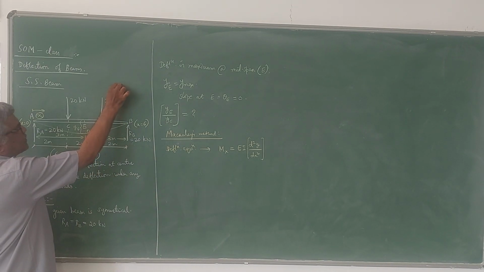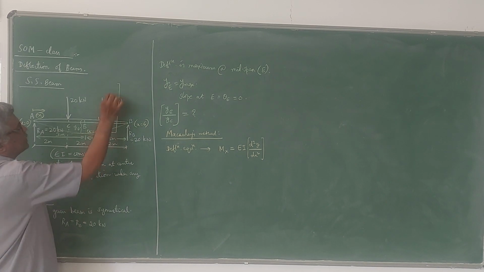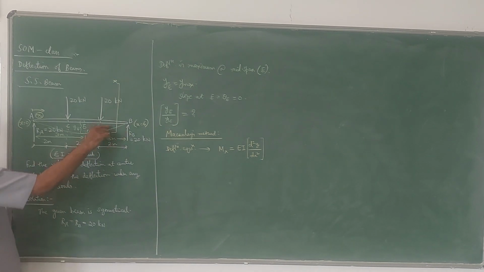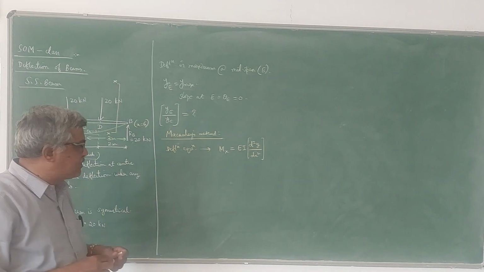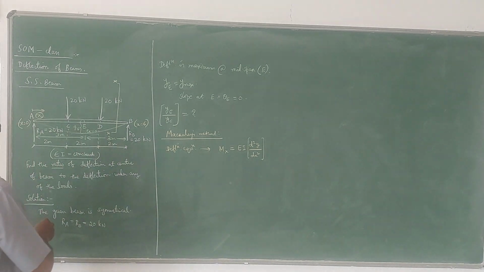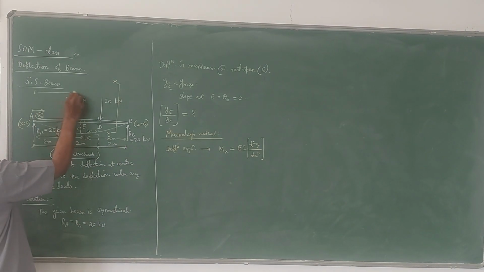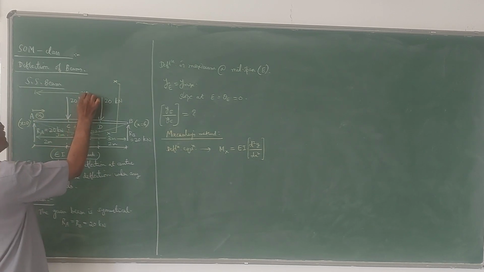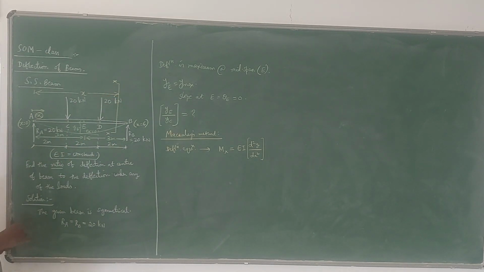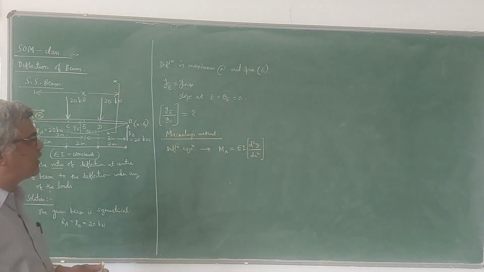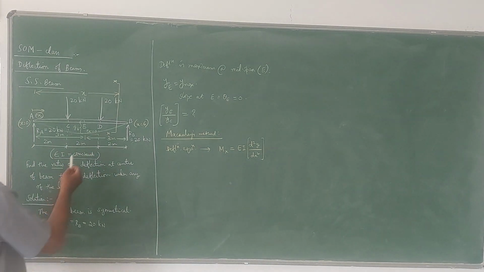So I have to consider a section XX in the farthest portion, that is DB. Now I am doing Michaelis method. So this distance I will take as x. So consider a section XX at a distance x from the support A in the farthest region, that is DB region.